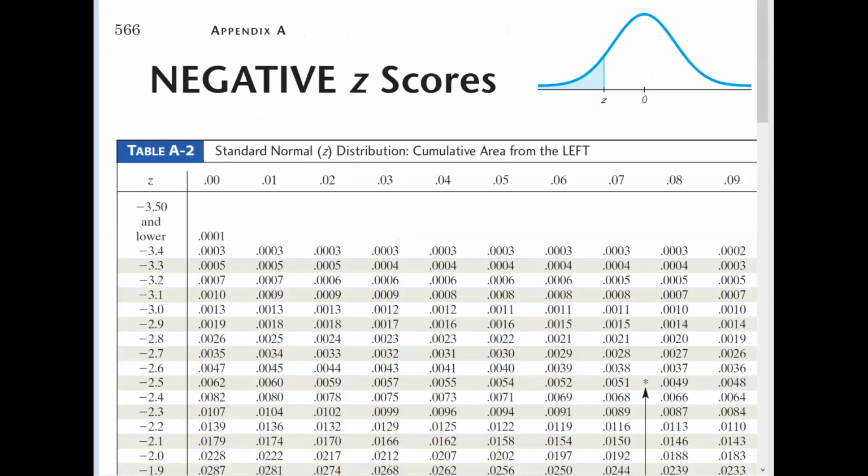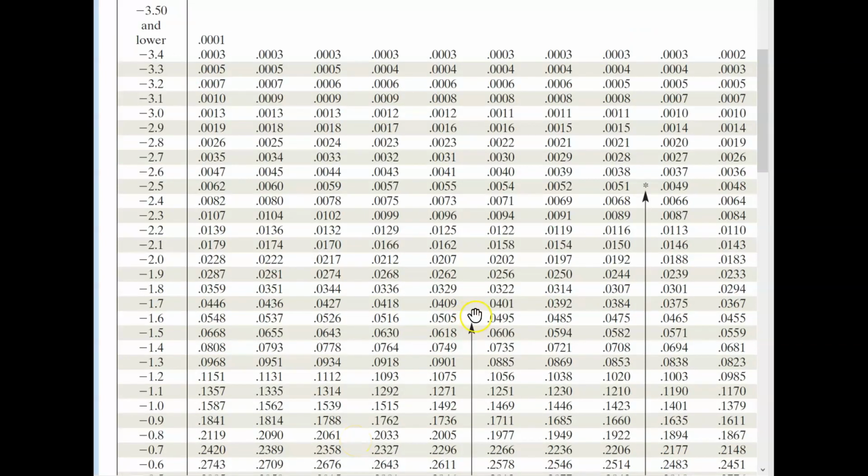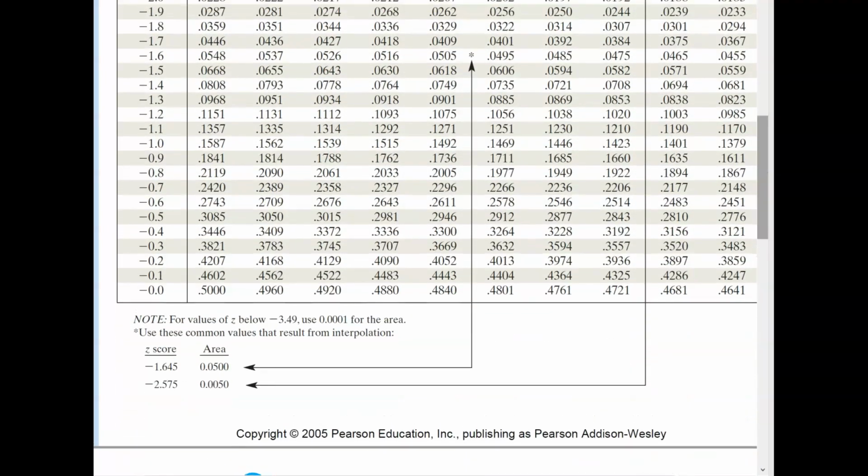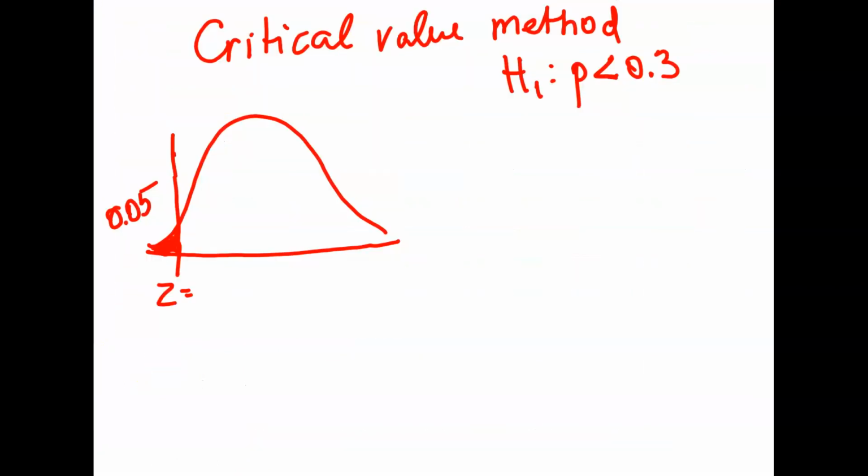I'm going to use table A2, negative z-scores part. 0.05 will be in between these two values. Let's scroll down and see what the z-score is. It's negative 1.645. Negative 1.645. Now remember the z-statistic that we got from the calculations was negative 2.41.